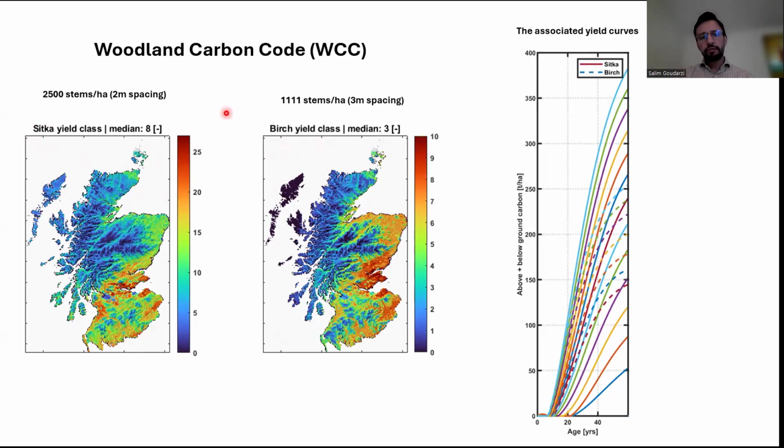This data is from Woodland Carbon Code, and these are at forestry densities, as you can see at the top. So for each spatial location, we know which tree grows at what rate, and each of these yield classes corresponds to a yield curve, as you can see on the right-hand side.